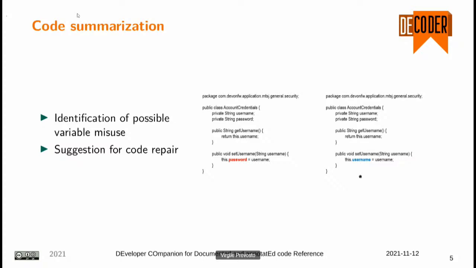So it's a simple instance where the method setUsername is trying to set the password field of the object, which is probably not what was meant in the first place, and the tool suggests that instead the field this.username should be set. So this works mainly on Java so far.